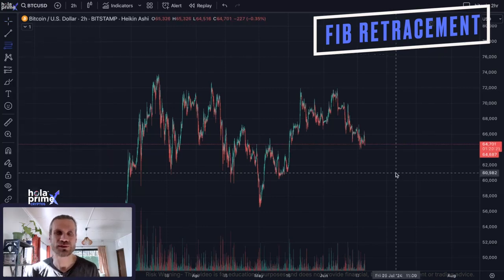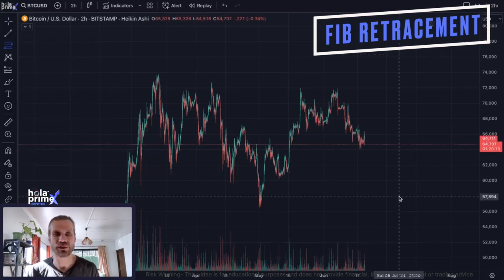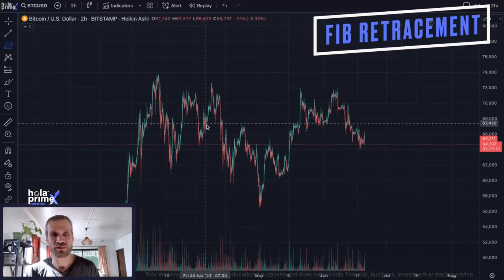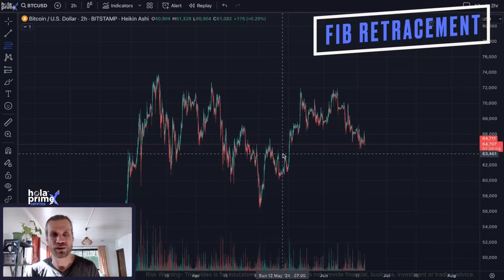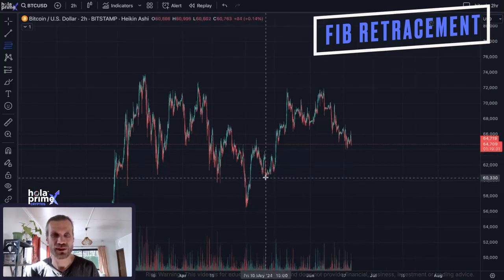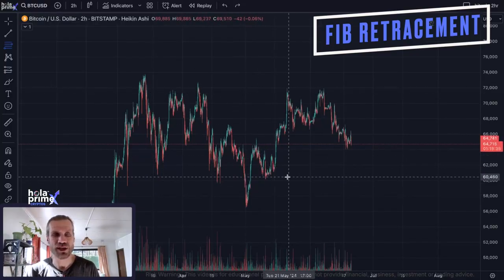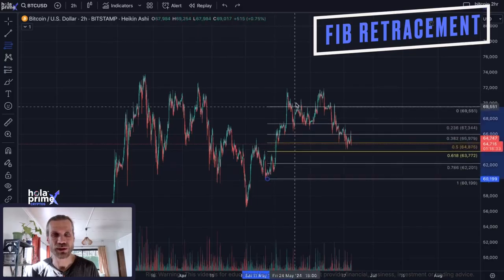So before we can use the fib retracement tool, we need to decide between which 2 points we're going to use to plot our fib levels. So this was a run up here, and then we've had a retrace in the price action, and then we've had this fresh run up which started from here. So it's going to be between these 2 points, as this is the first major upswing following this downtrend. So in order to plot a retrace, we need to go from bottom to top.